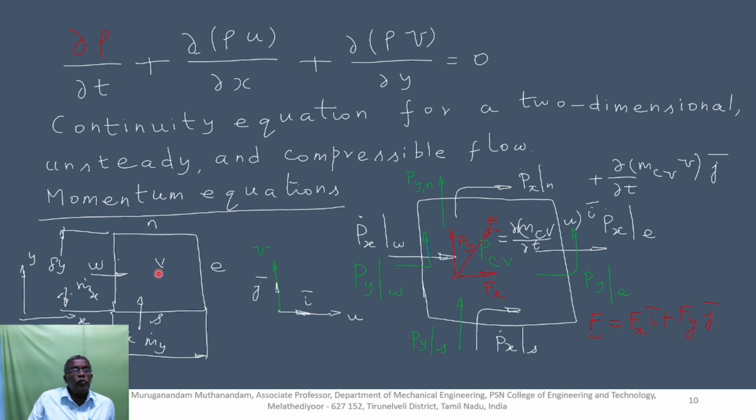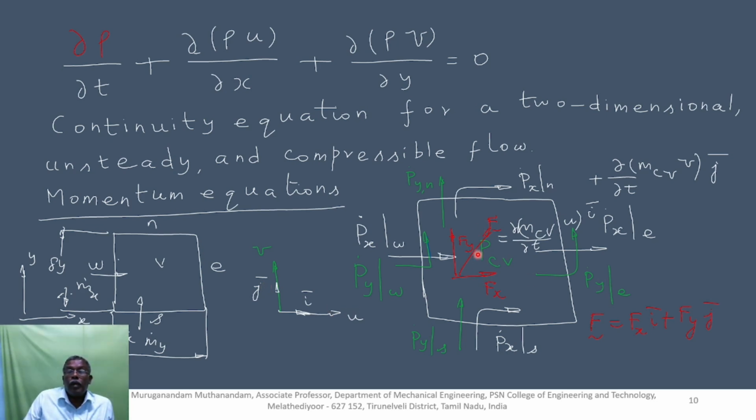Velocity of this control volume is V. Mass flow entering the control volume is m dot x along the horizontal direction, m dot y along the vertical direction. Length of the control volume along the horizontal direction is delta x, along the vertical direction delta y. The directions of x and y are shown here. The velocity components: u along the x direction, the unit vector is i; v along the vertical direction, the unit vector is j.